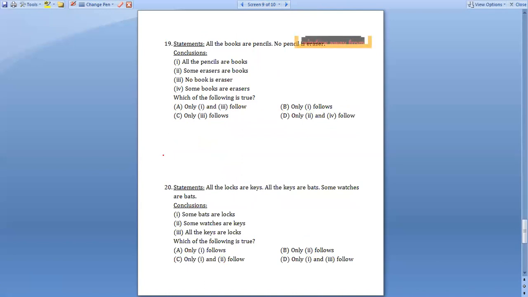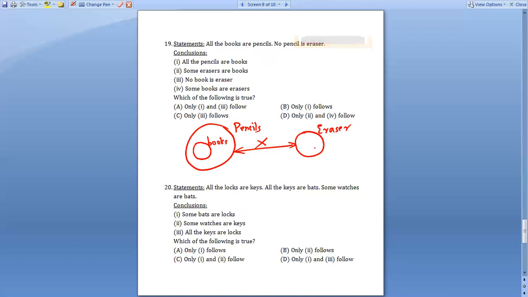All the books are pencils. Next, no pencil is eraser. No pencil is eraser means these two are disjoint. Draw the set of erasers and the set of pencils as disjoint sets. So they are not connected. Okay, so this is the respective Venn diagram. Now go through the conclusions.